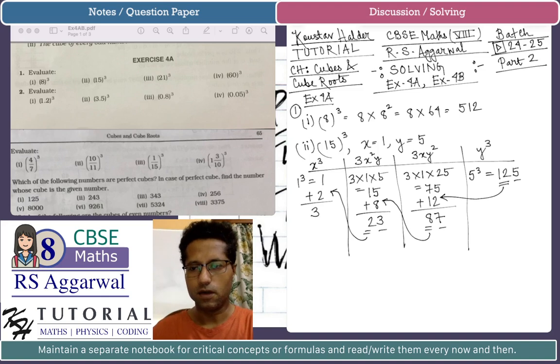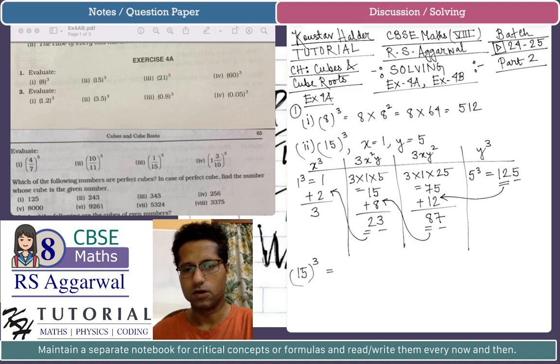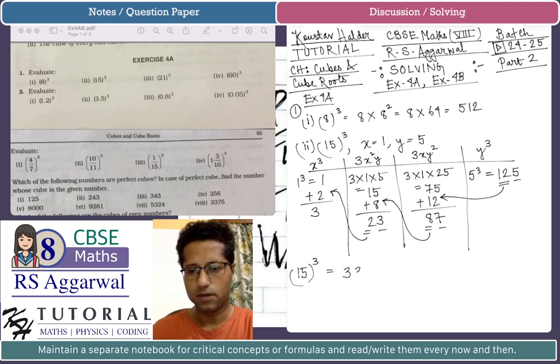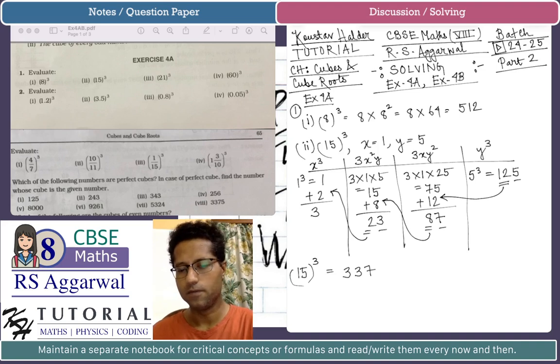Now we have to form the value of the 15 cube. So 15 cube will be the final value of the first column, that is x cube, which is 3, and then you append the units digit of the second column, that is 3. Then you append the units digit from the third column, that is 7, and finally you append the units digit from the last column, that is 5. So 3375 is the cube of 15.